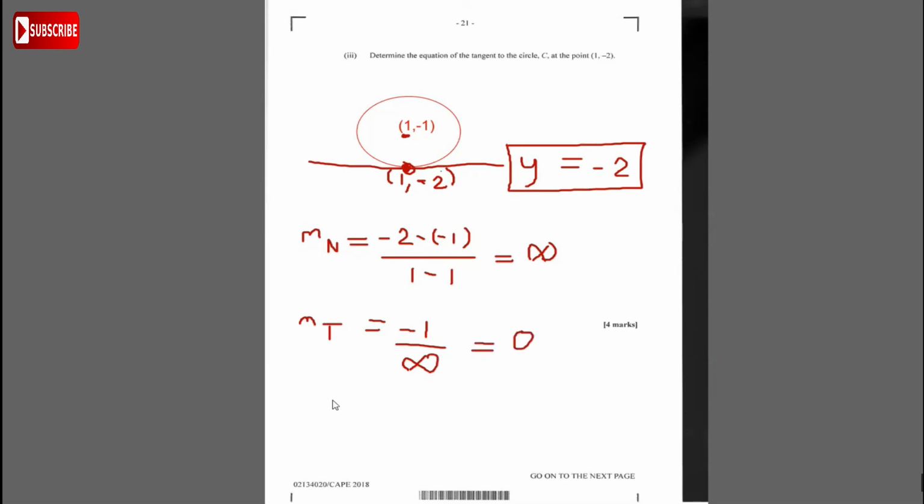If the gradient of the tangent is 0, then the equation of the tangent is y minus the y value. So it's y minus -2, which is y plus 2, is equal to the gradient of the tangent, 0, into x minus 1. And so what you're going to get now is 0 times anything is 0, and so y is equal to -2. But just by sketching the circle, you could see what is going on. So it's very imperative that we sketch the circle always. Nice.